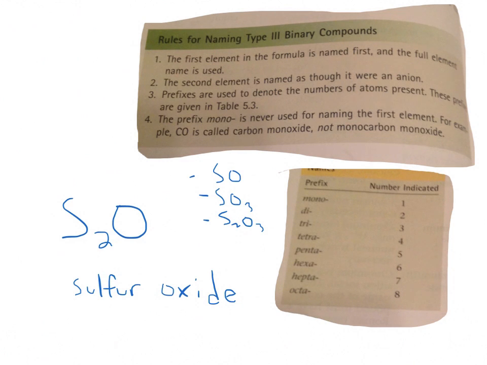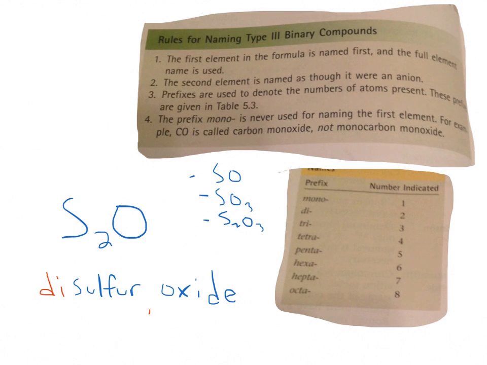Octopus has 8 arms. So pretty maybe intuitive words that you're familiar with. So we look, the first element, if it has 1, you don't put a prefix. If it has more than 1, you put a prefix. So we're going to put a prefix in front of this. So this is going to be di. So it'll be disulfur. And the second element always gets a prefix. So we have to put a prefix in there.